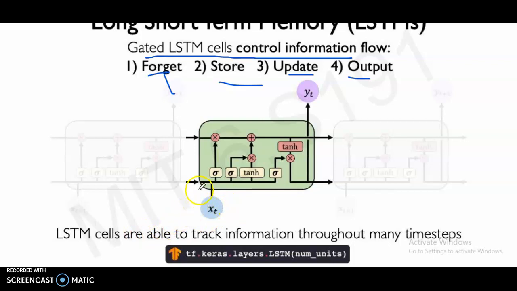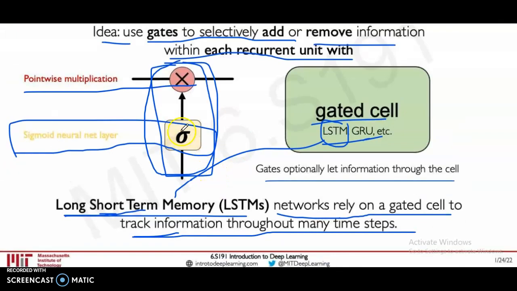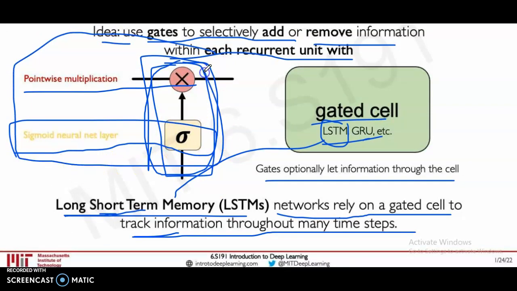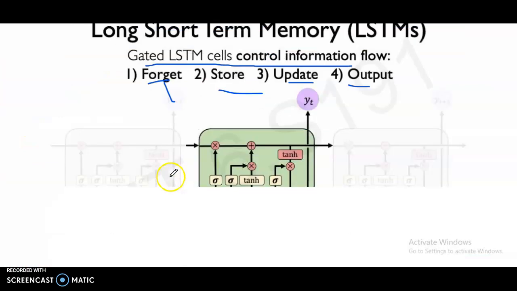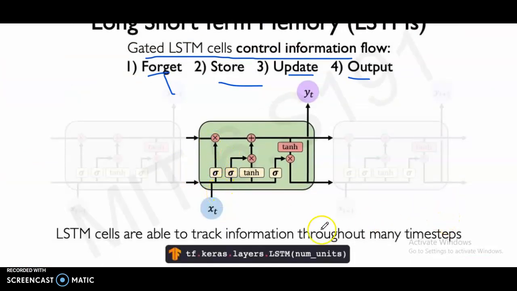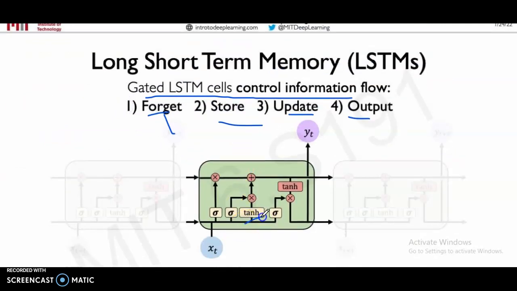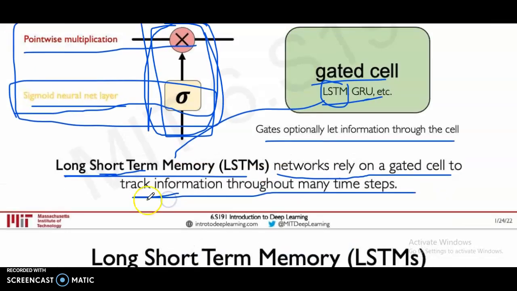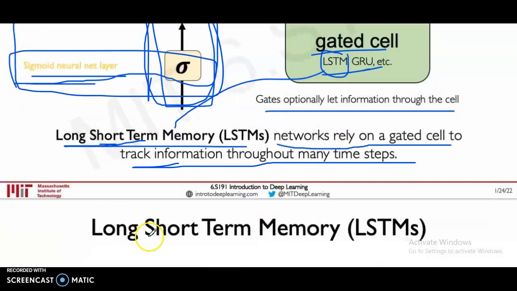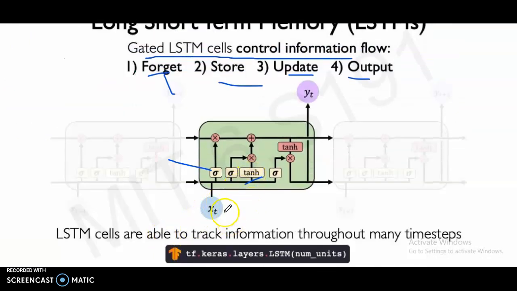Xt is the input vector. Point-wise multiplication, sigmoid neural net layer. This is the gate here in the LSTM. This is the sigmoid neural net layer, and the tanh is also connected here.